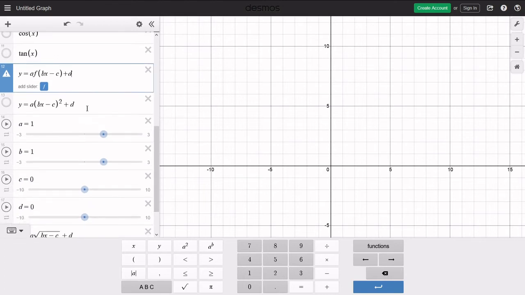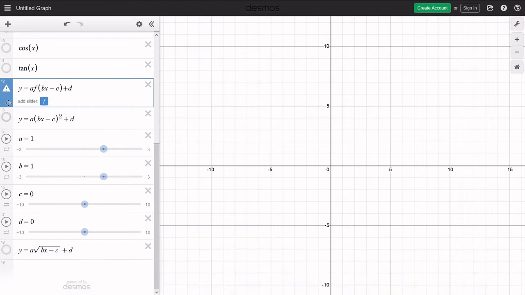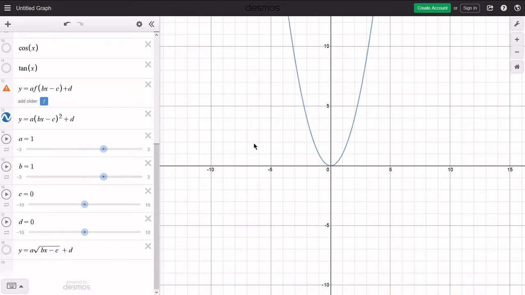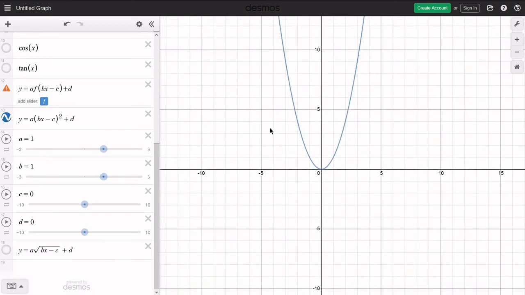So for instance, let's say our function here is x squared. So this is the parent function of x squared. That's where a is 1, b is 1, c is 0, and d is 0. That means we have 1 times x, which is x, minus 0. So we have x squared on the inside, times 1, which is just x squared, plus 0, which is just x squared. So this whole thing collapses down to y equals x squared.